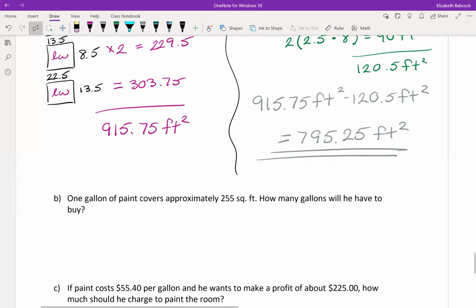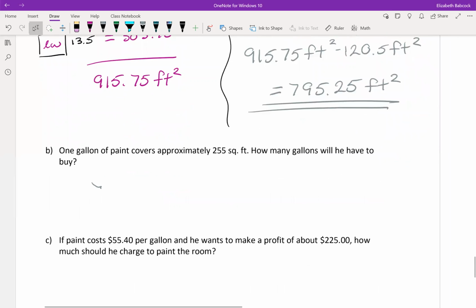So according to the calculations that we did above, 1 gallon of paint covers approximately 225 square feet. How many gallons does he need to buy? Okay, so if we take our 795.25 and we have, let's do it this way, times 1 gallon gets you 225 feet squared.